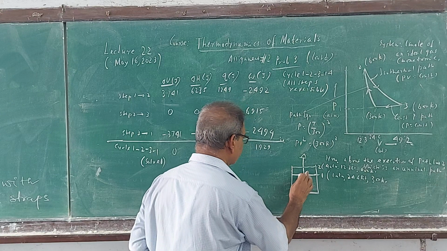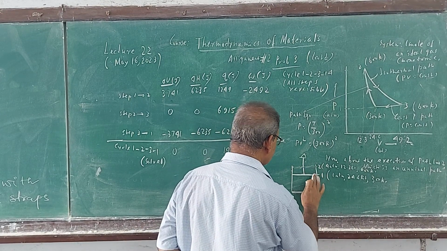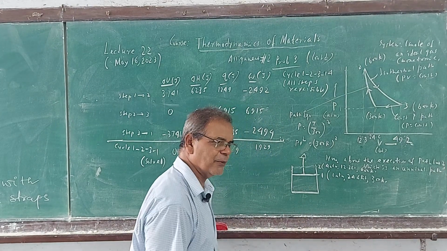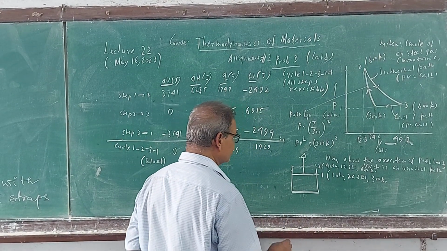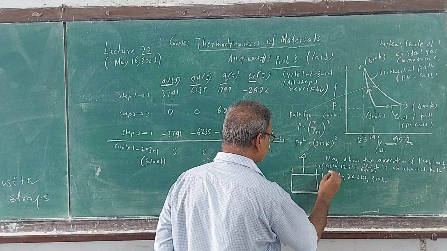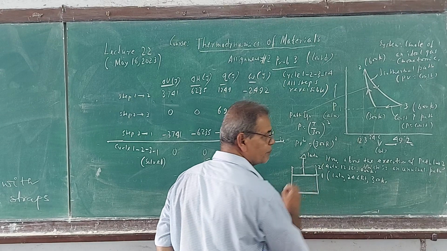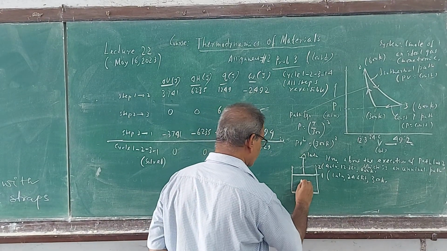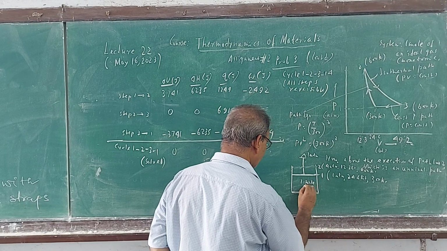1 to 2. This is very good indeed. Now about this: what is the pressure? Step 1 is 1 atmosphere. You are happy? Write this: 1 mole of ideal gas, 1 mole gas.